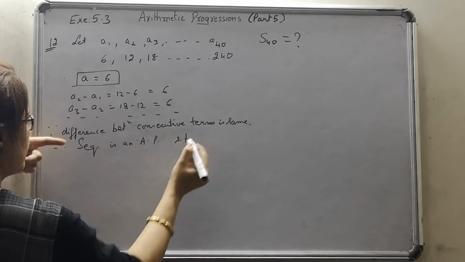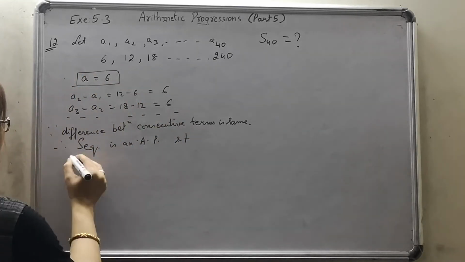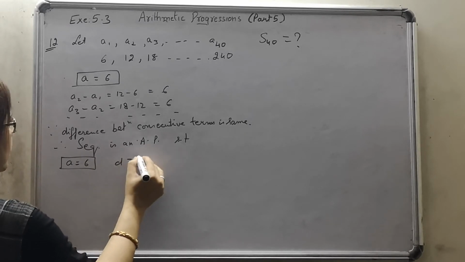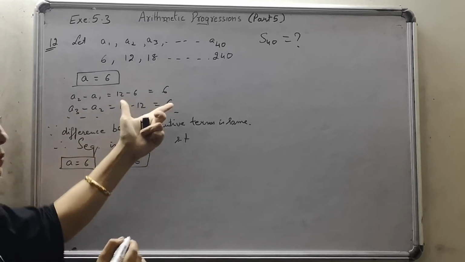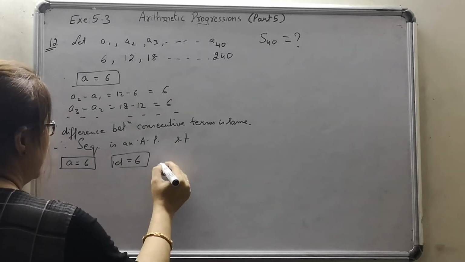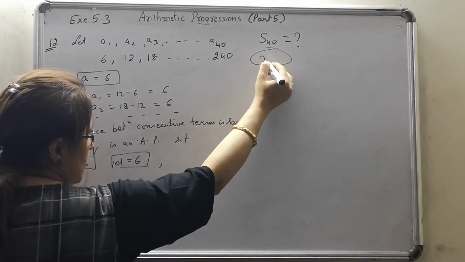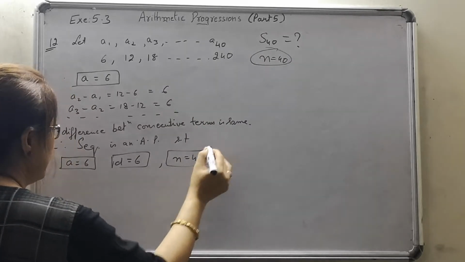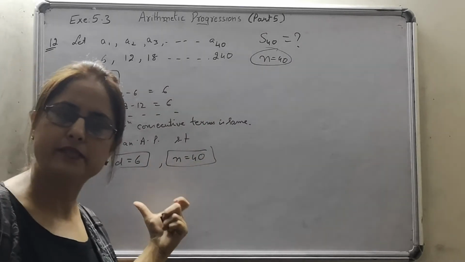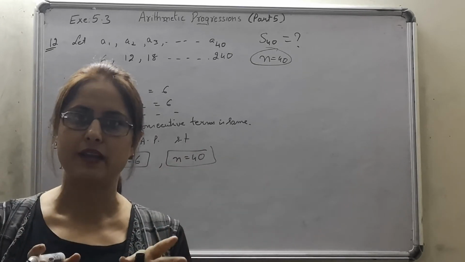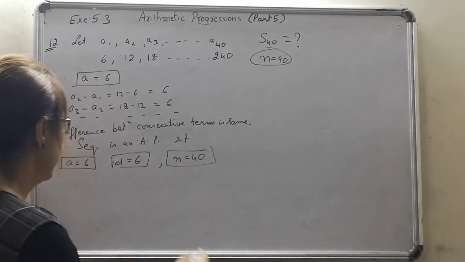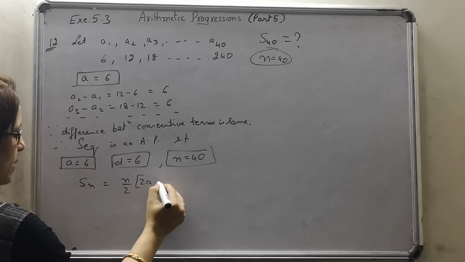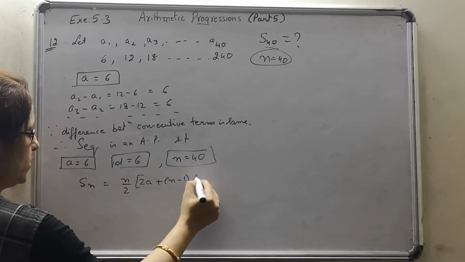Such that, whatever values we can get from this, let us write. One we have already written, we write again: A is equal to 6, D is equal to 6, because this was the common difference. Then the value of N we get from here, that is 40. Now you can see I have A, N and D. I can apply the formula of SN to find SN, that is SN is equal to N upon 2 into 2A plus N minus 1 into D.